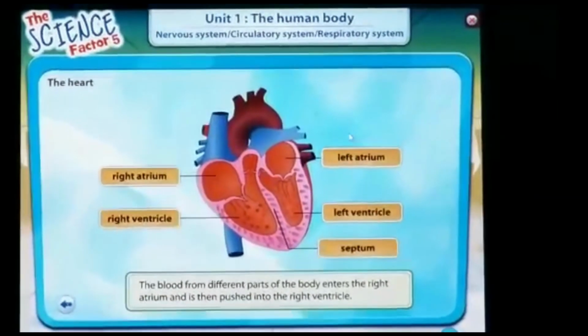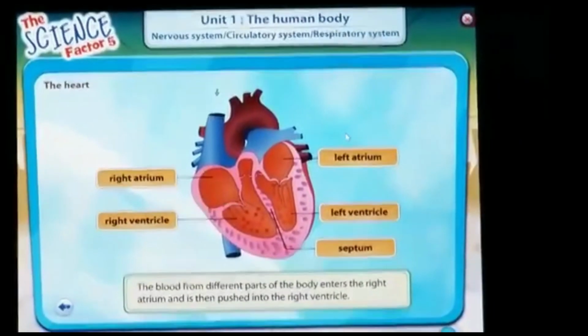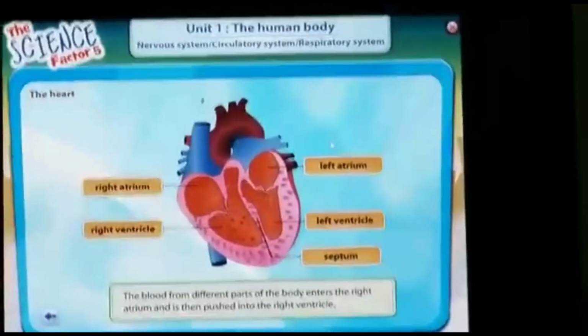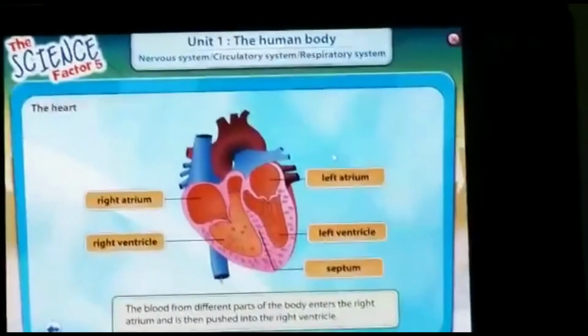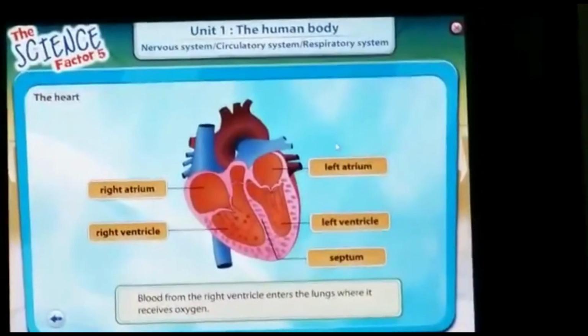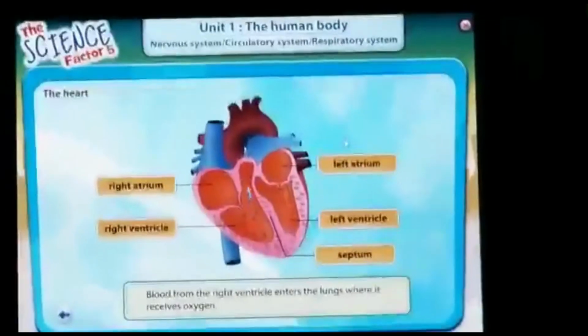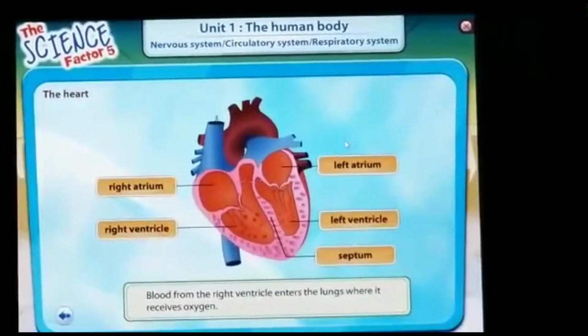Impure blood from different parts of the body enters the right atrium. This blood is low in oxygen. It is pushed into the right ventricle. From the right ventricle, this blood enters the lungs where it receives oxygen and gets rid of the carbon dioxide.